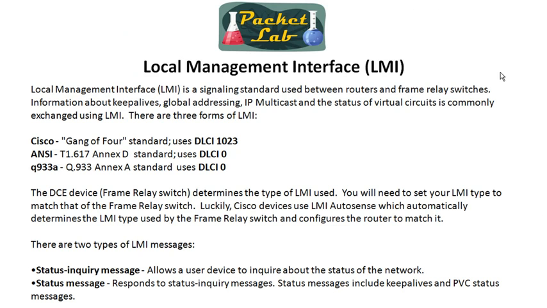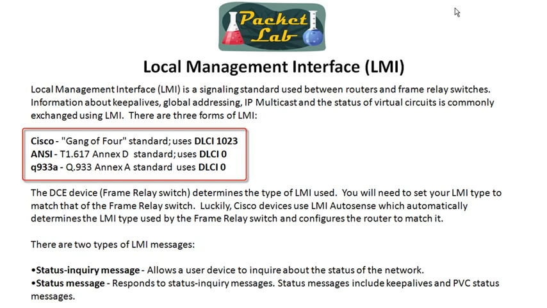And now we're on to LMI. LMI is Local Management Interface. Like I said, you'll always hear it referred to as LMI. It's a signaling standard used between routers and frame relay switches. It's going to have information about keepalives, global addressing if you decide to use that, and IP multicast and some other extensions to the frame relay protocol. In the most basic cases, it's going to be keepalives between your router and the frame relay switch, as well as information about which virtual circuits are available on that connection. The other stuff like IP multicast and global addressing are pretty much optional extensions that may or may not be offered by your carrier.